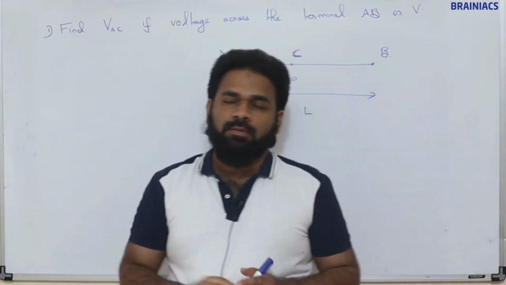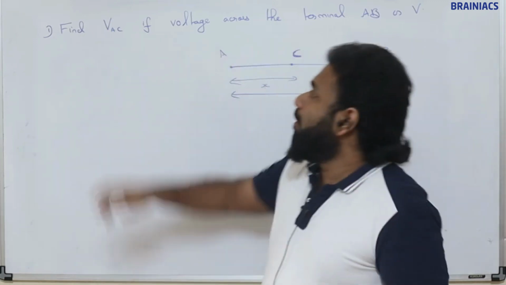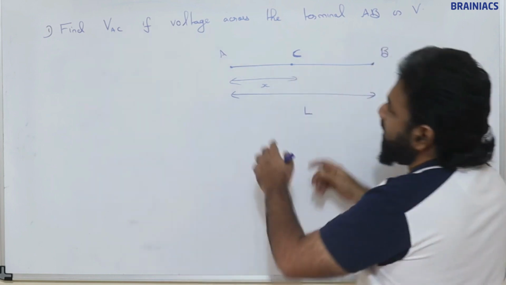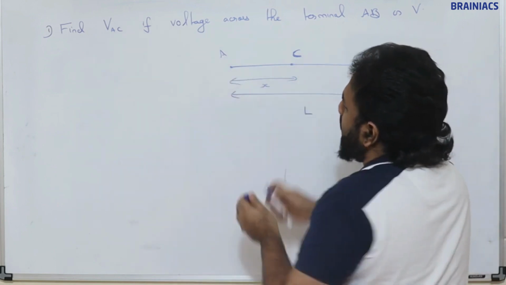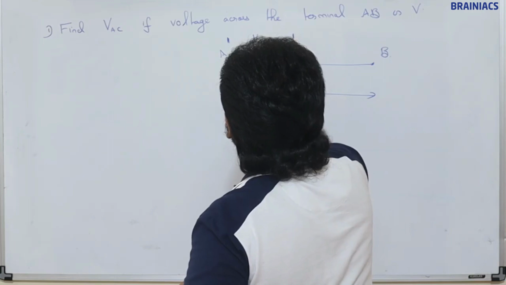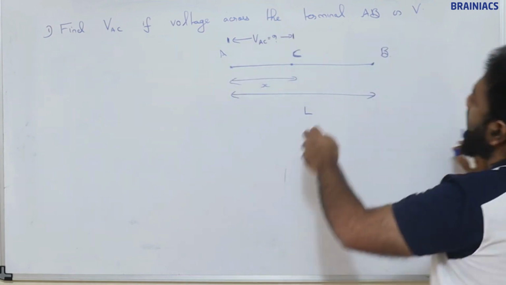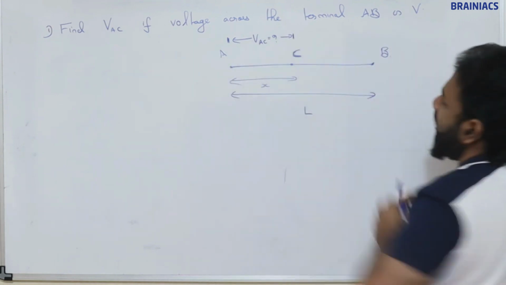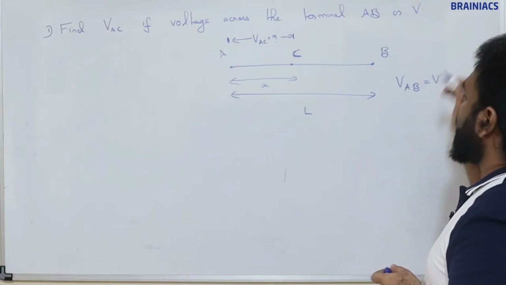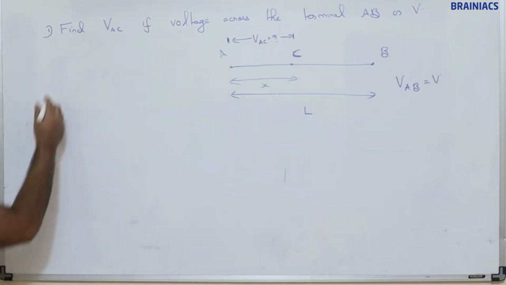Take this simple question. This is just to understand how to apply this potential gradient concept. Okay, find VAC. VAC means the voltage across the terminals A and C. So across this terminal, what is the voltage? This is the question. Find VAC if the voltage across the terminal AB is V. Okay, so the voltage across AB is equal to V. So this much is given. Find the voltage across AC.